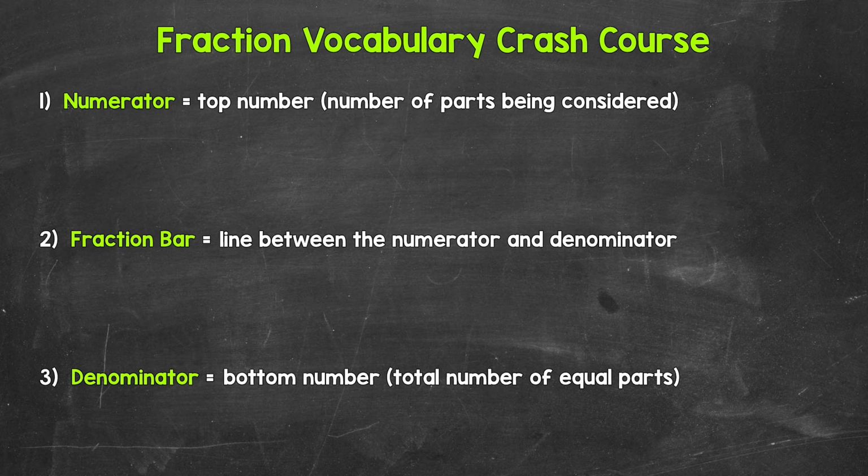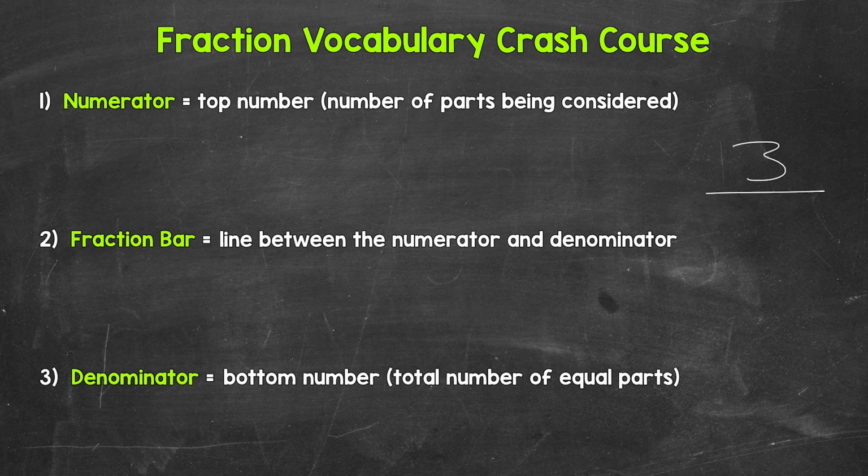These are the parts of a fraction. The numerator is the top number and represents the number of parts being considered, or we can think of it as the number of parts we are focused on. Then we have the fraction bar, which separates the numerator and denominator. Then the denominator is the bottom number and represents the total number of equal parts a whole has been divided into. And we can think down to remember denominator, so match the D's. And then if we remember what the denominator is, then we know the numerator will be the top.